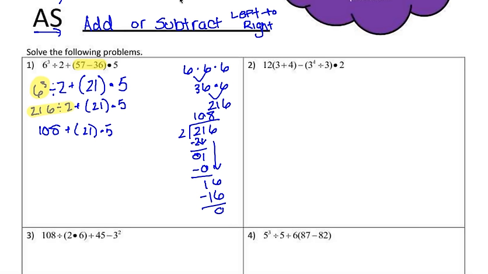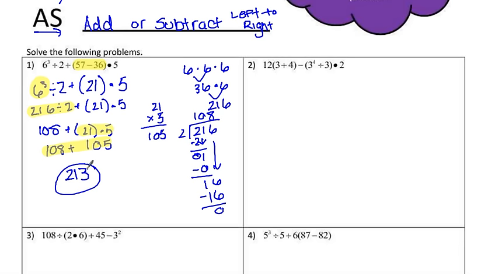I still have this multiplication right here, so I need to finish that up. 21 times 5, that's going to be 105. And you can do the work over here. 5 times 1 is 5. 2 times 5 is 10. So then you have 108 plus 105, and then that is going to be our last step to do. When you do 108 plus 105, you get 213 as your final answer. Make sure you circle your final answer always.